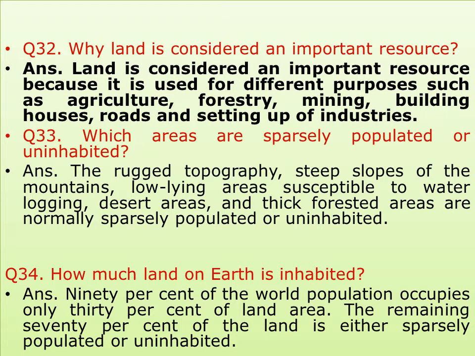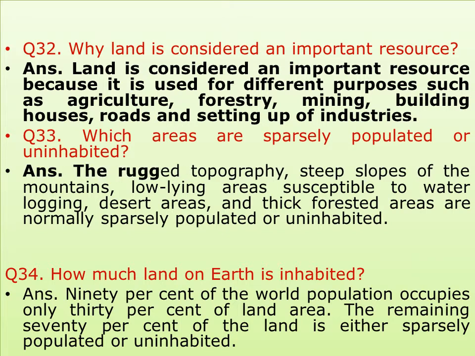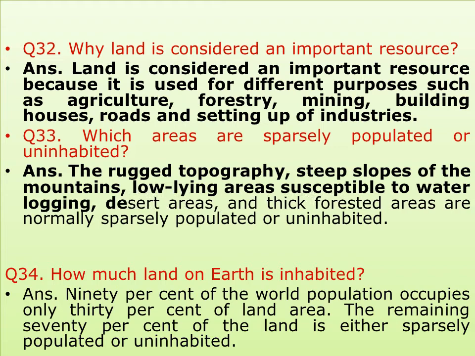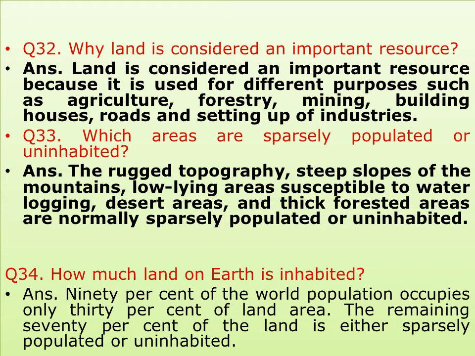Question number 33. Which areas are sparsely populated or inhabited? Answer. The rugged topography, steep slopes of the mountain, low-lying areas susceptible to waterlogging, desert areas, and thick forested areas are normally sparsely populated or inhabited.